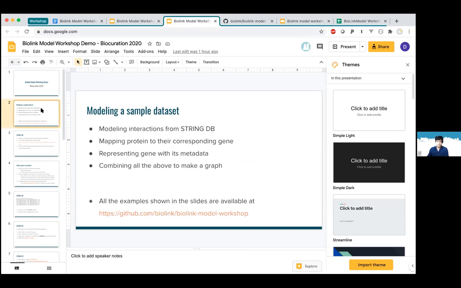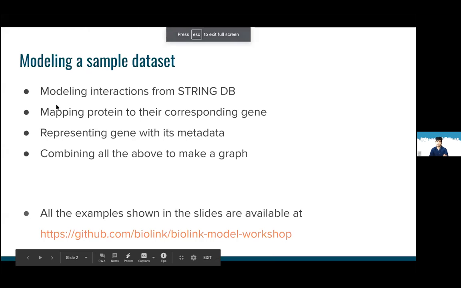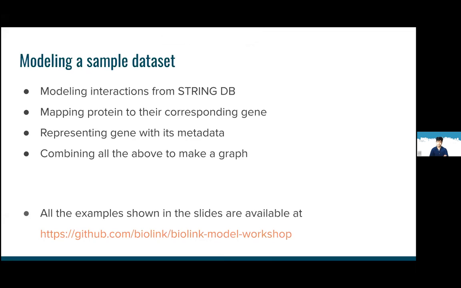And this is sort of stepping through an example. I'm sure there are more contrived examples that we can go into, but I'd like to start with something simple, that is modeling interaction data from StringDB, because almost everyone here is familiar with StringDB. This demo is split into 4 parts. You first look at how to model interactions, then how you map from protein identifiers to gene identifiers, and then represent the gene with its metadata, and then combine everything into a graph. The examples I'll be showing in the slides are available at github.com, Biolink Model Workshop.